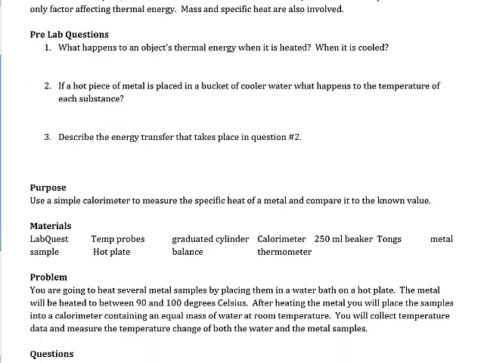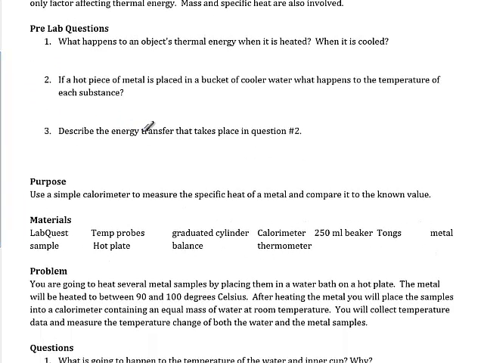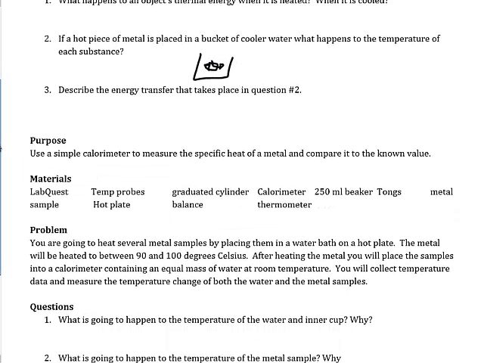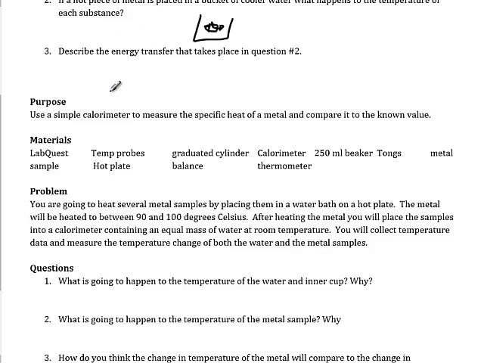Okay. If a hot piece of metal is placed in a bucket of cooler water, what happens to the temperature of each substance? Well, you guys know when you take something hot and drop it into something cold, the hot thing gives away its energy to the cool thing. So the hot thing cools down, the cool thing warms up. And that's because the energy is transferred out of the warm object and into the cooler substance. Okay. And that's basically conservation of energy. Okay. Heat flows from hot to cold.